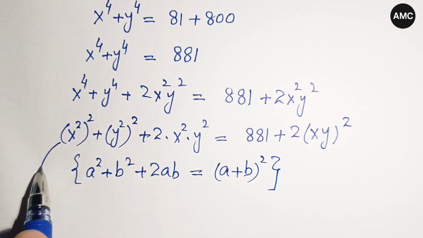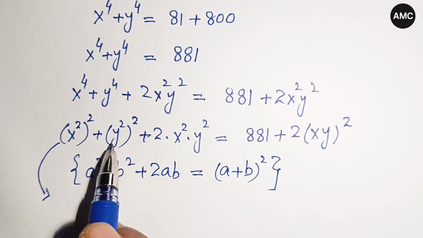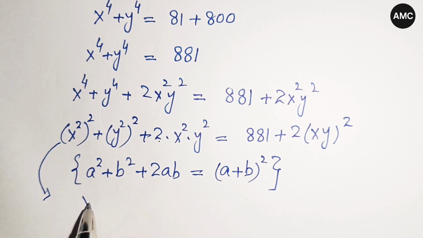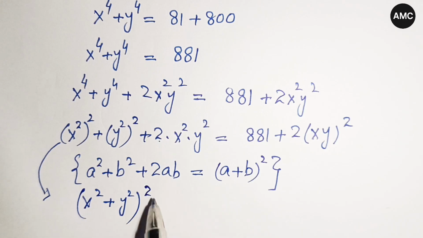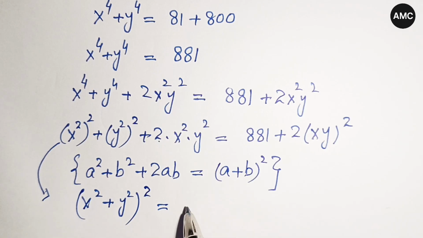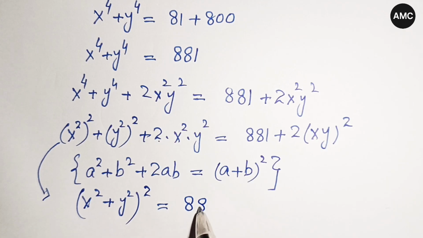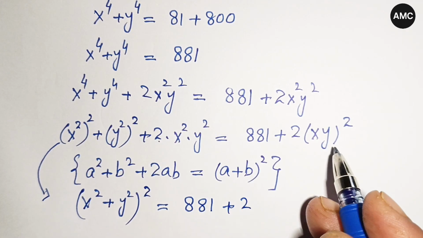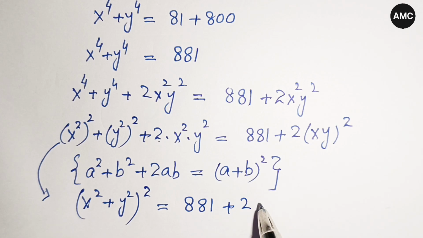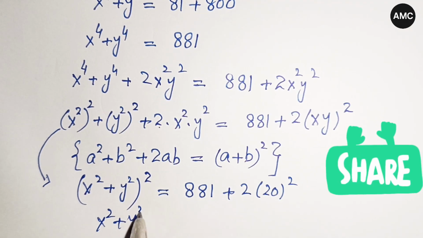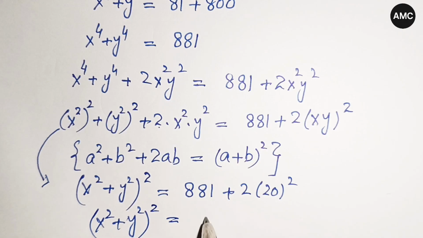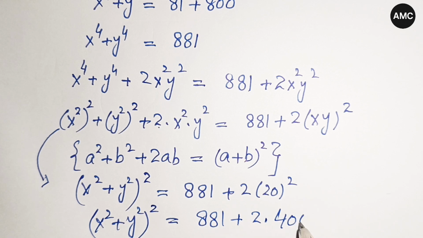Applying this formula, where this is our a and this is our b, so it is 2 times a times b, we get (x squared plus y squared) whole squared is equal to 881 plus 2 times (xy) whole squared. As we know that xy is equal to 20, putting 20 whole squared, our next step will be (x squared plus y squared) whole squared is equal to 881 plus 2 times 20 squared, and 20 squared is 400.